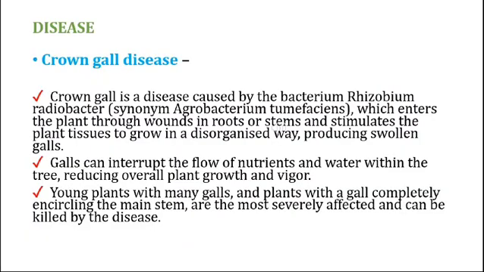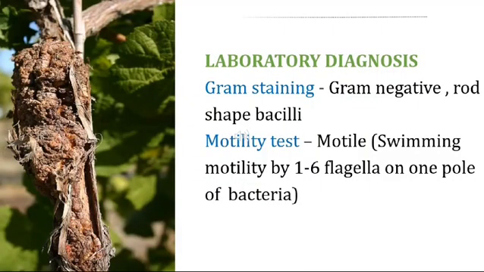Agrobacterium tumefaciens majorly causes crown gall disease in plants, entering through wounds in roots or stems and stimulating the plant's tissues to grow in a disorganized way, producing swollen galls. Galls can interrupt the flow of nutrients and water within the tree, reducing overall plant growth and vigor. Young plants with many galls encircling the main stem are the most severely affected and can be killed by the disease. And its laboratory diagnosis.